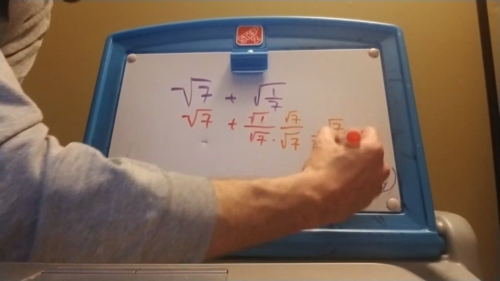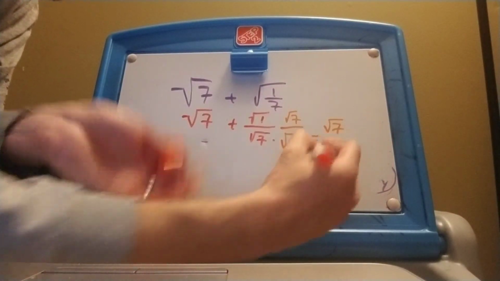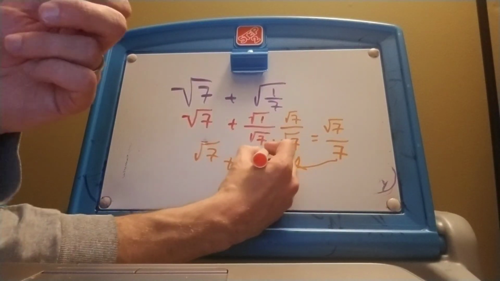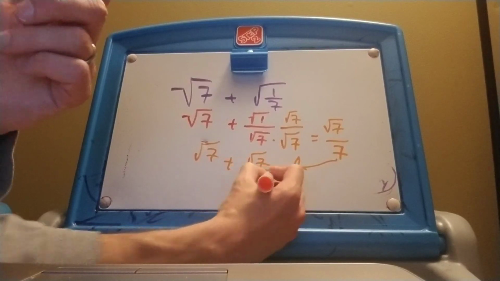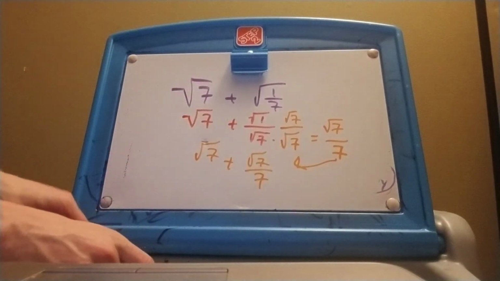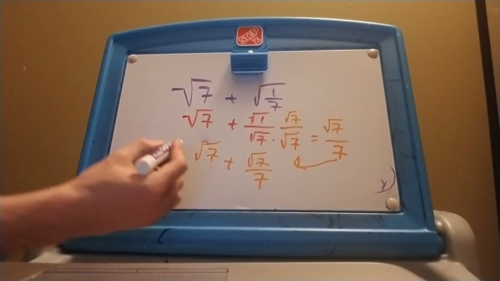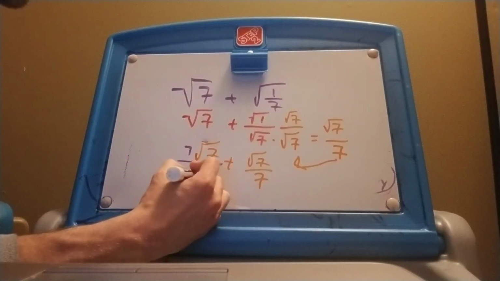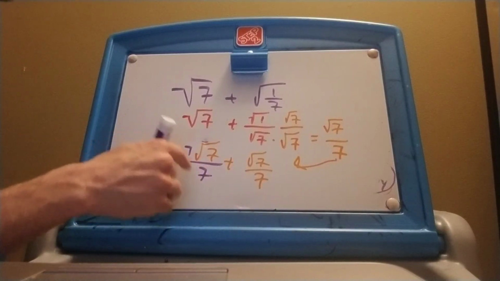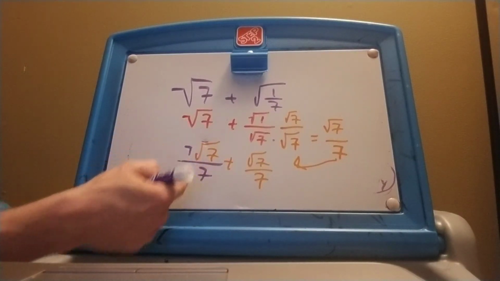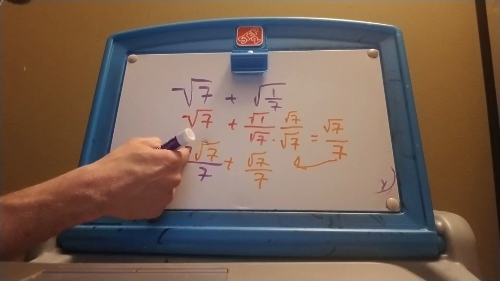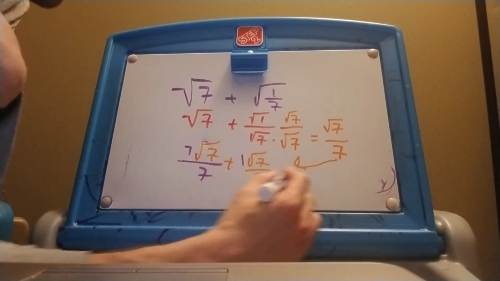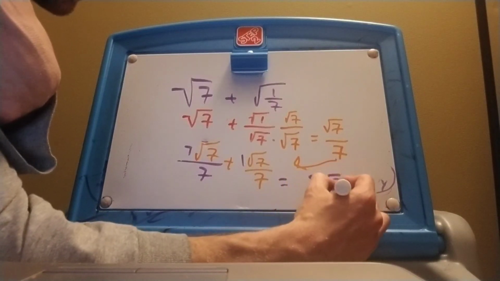So let's bring that back down here. Now I have the square root of 7 plus the square root of 7 over 7. So now I can do that because the square root of 7 is the same as 7 square roots of 7 over 7. Again, I'm just really putting a 1 in front. I'm really getting a common denominator. This is more of a review of fractions. So 7 square roots of 7 plus the square root of 7, because there's really an invisible 1 there, is going to be 8 rad 7 over 7.